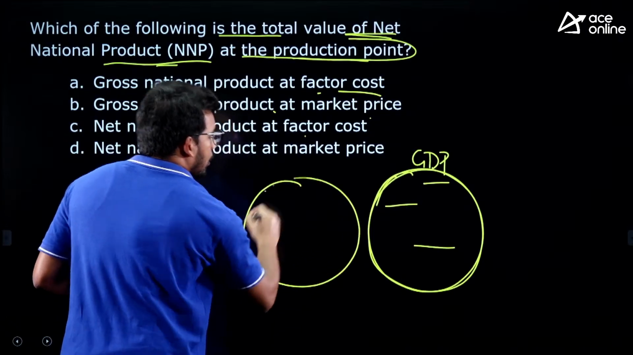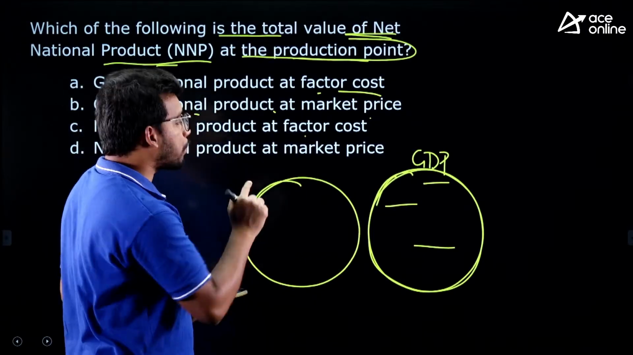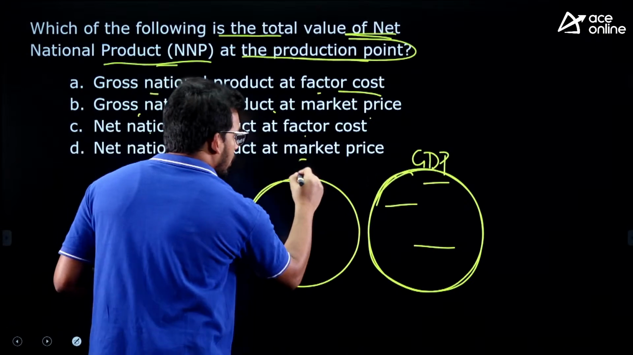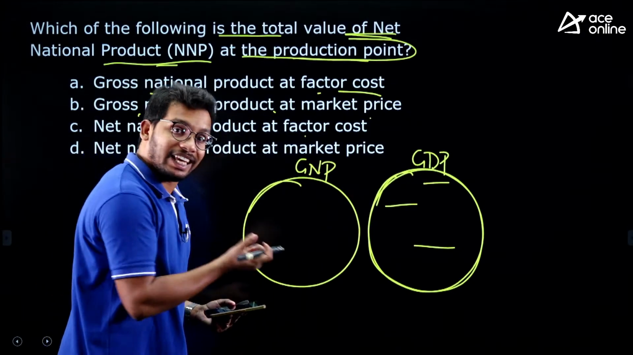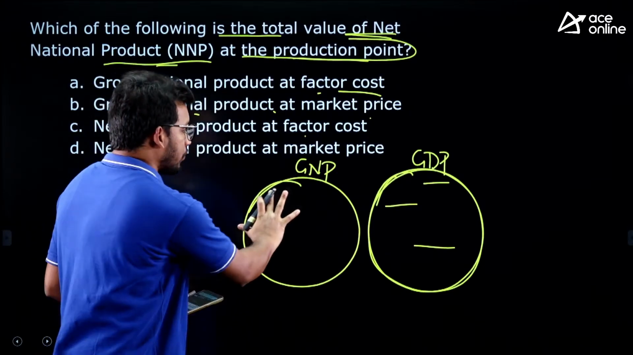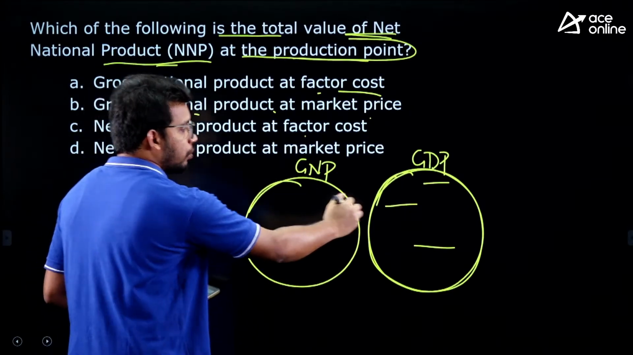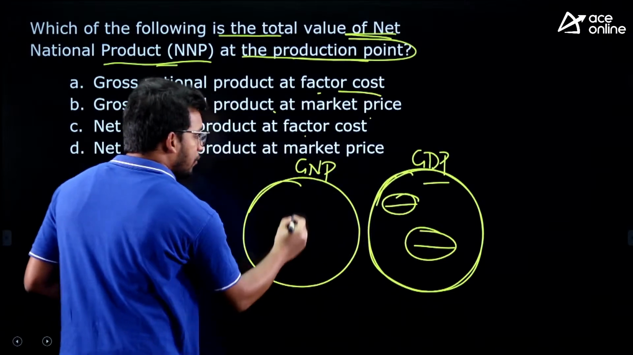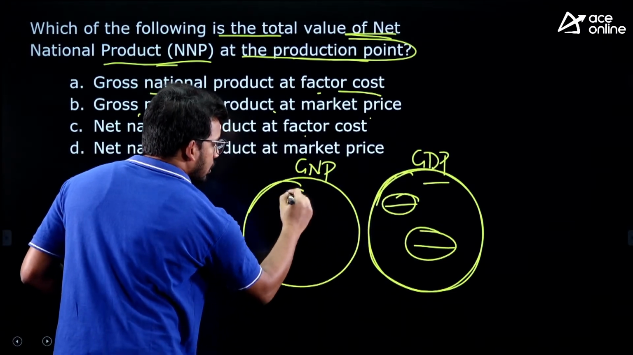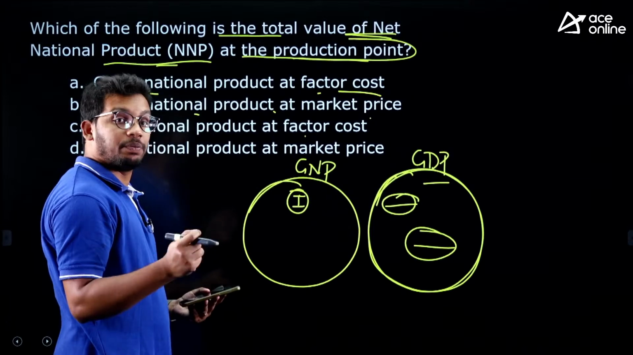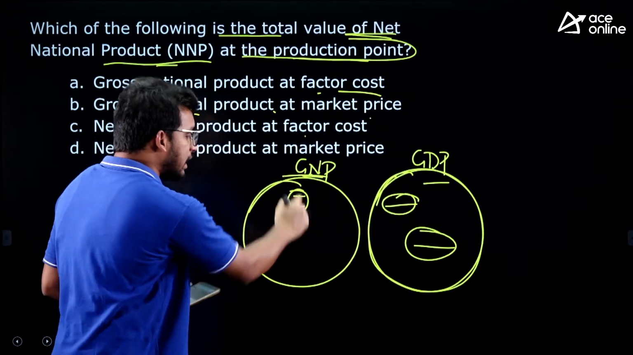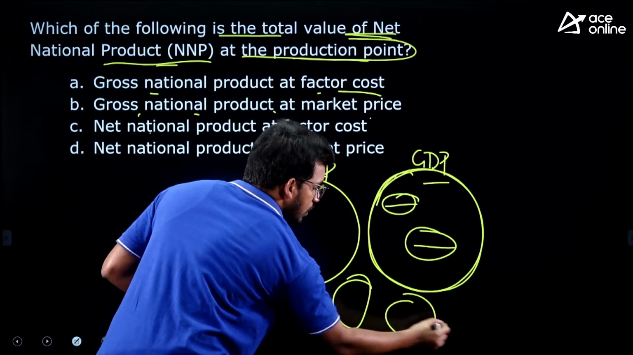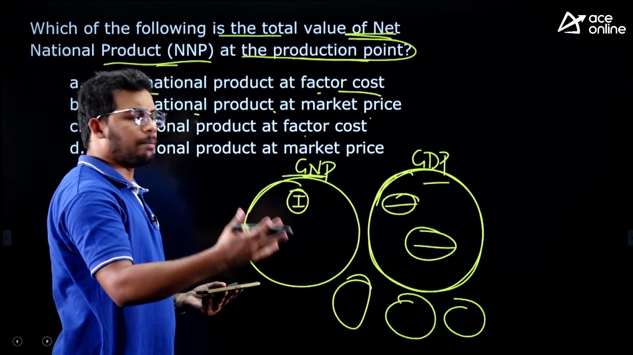Now, gross national product, unlike GDP, means only the Indians are producing and adding the value. We are not including any foreigners; we are including only the Indians. The total value of goods produced by Indian citizens is called gross national product. And these Indians may also be located in the USA, UK, Pakistan, many countries.